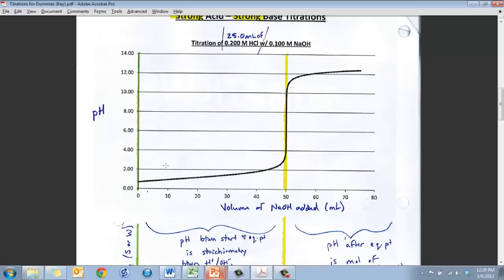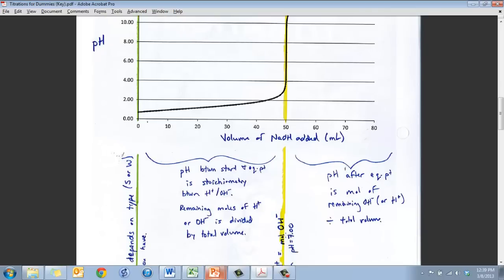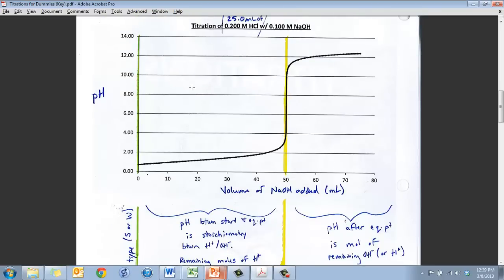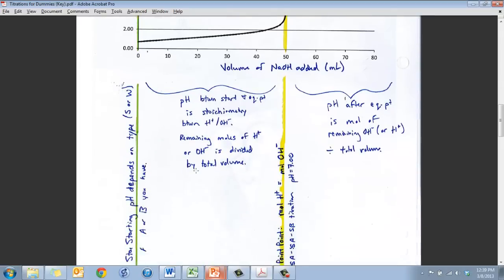Okay, good. Go back to the titration for dummies. At the equivalence point, pH equals 7 for strong acid, strong base titrations. Now everything between the green and yellow lines, everything between the initial point and the equivalence point, everything between there is stoichiometry. Okay, here's what you need to write in your notes here.